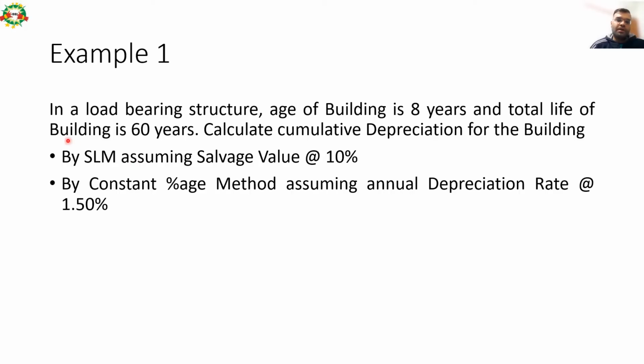Example number 1, it is a load bearing structure. Age of the building is 8 years and total life of the building is say 60 years. Calculate cumulative depreciation for the building, first by SLM method, straight line method, assuming salvage value of 10%, and second by constant percentage method, also called WDV method, assuming an annual depreciation rate of 1.5%.